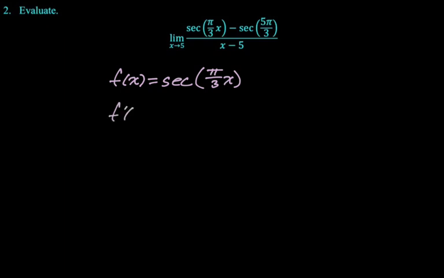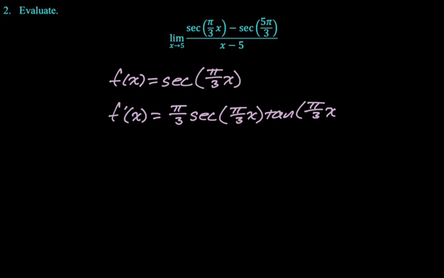The derivative of secant of something is going to be secant tan times the derivative of that thing. So the derivative is pi over 3, then we've got secant of the thing, tan of the thing. Memorize your trig derivatives. They're going to serve you really well throughout all of calculus, including when you learn to reverse taking derivatives, to find antiderivatives.